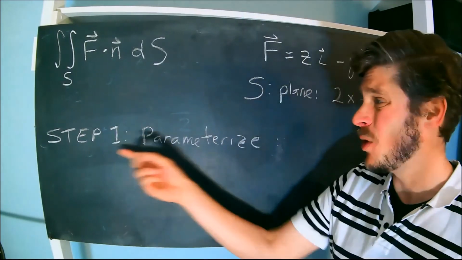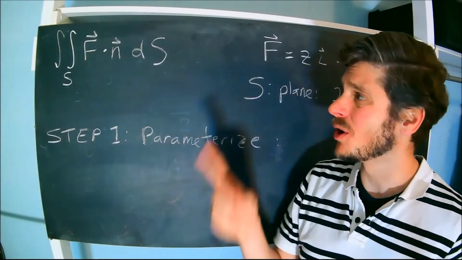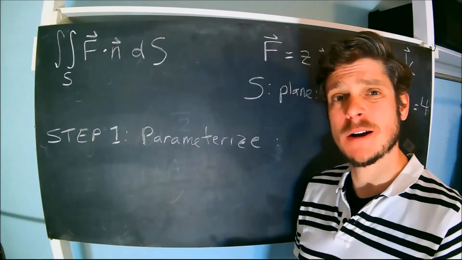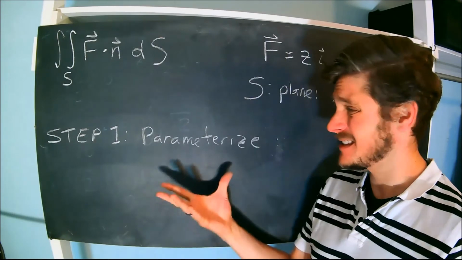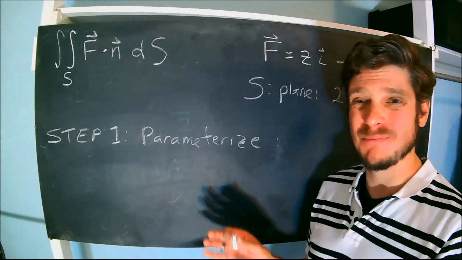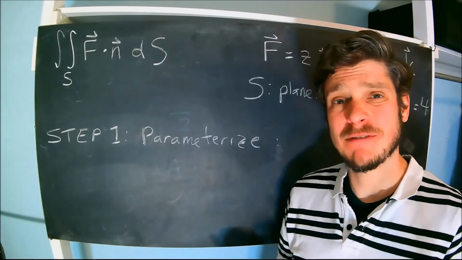Which means, really, step one is just to parameterize. I need to be able to take my field F and my normal vector N and write them in terms of the same two variables or parameters. And that's really going to give us basically the blueprints about how we're going to work our way through every single example that asks us to calculate flux.